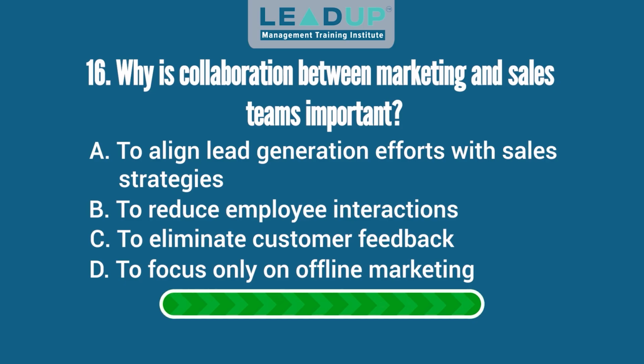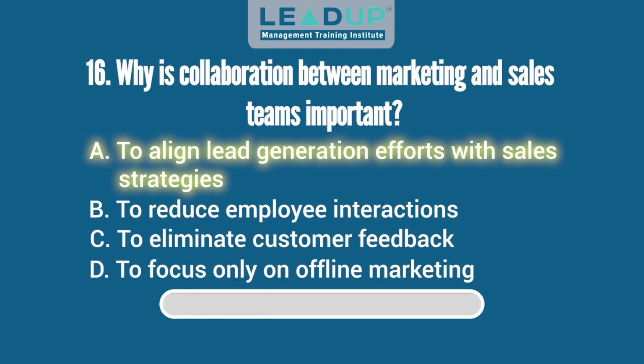Question 16. Why is collaboration between marketing and sales teams important? A. To align lead generation efforts with sales strategies. B. To reduce employee interactions. C. To eliminate customer feedback. And D. To focus only on offline marketing. Answer: to align lead generation efforts with sales strategies.